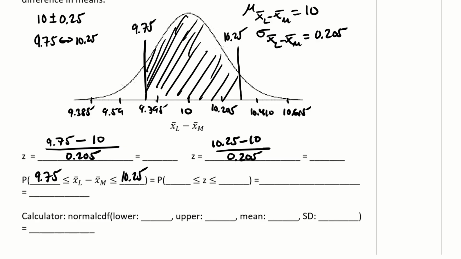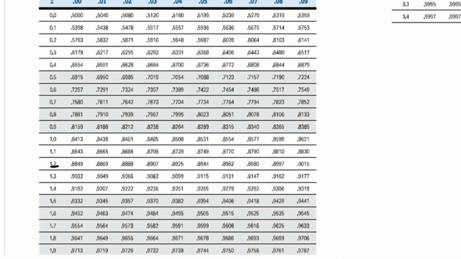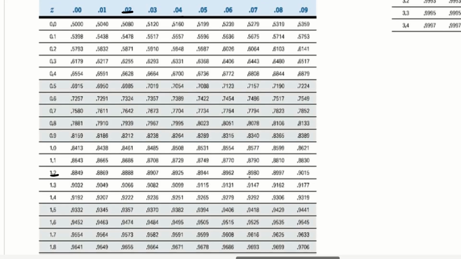If we do that, we get a z-score of approximately negative 1.22, and approximately positive 1.22. Now we can look up the values in the table. We look up both negative 1.22 and positive 1.22 and subtract those values. For 1.22, that value is 0.8888. We'll write that here.